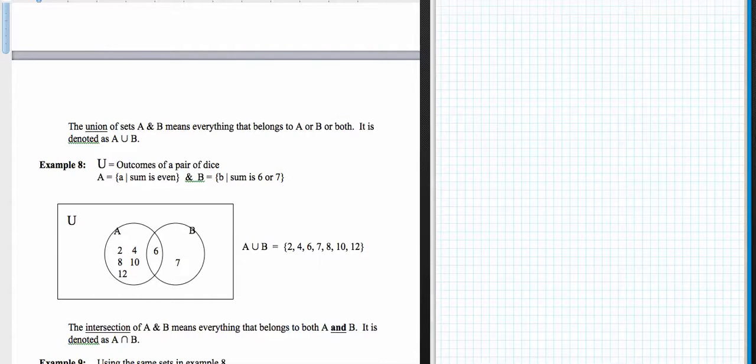So evens are 2, 4, 6, 8, 10, and 12. And then your odds would start out with 3 and go through 11, of course. We're not talking about the odds, we're talking about the evens and just that the sum is 6 or 7.